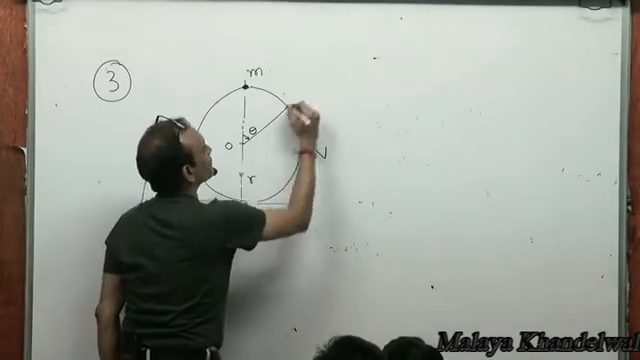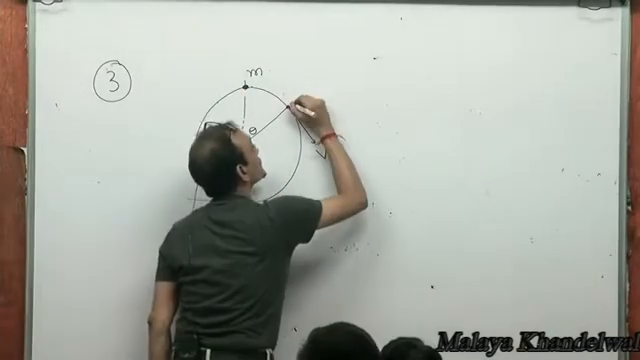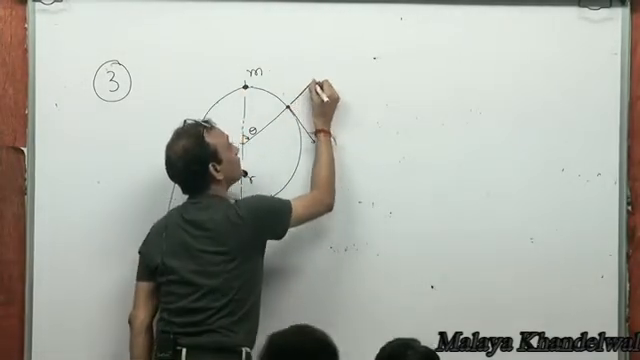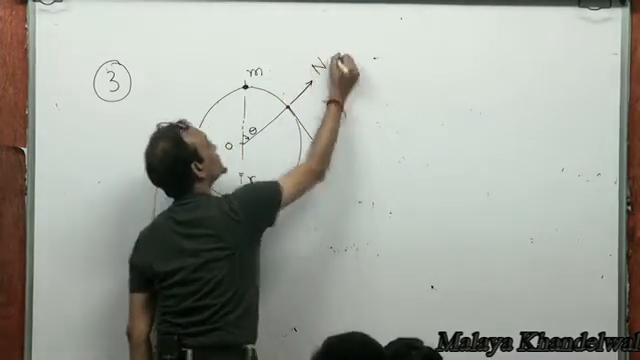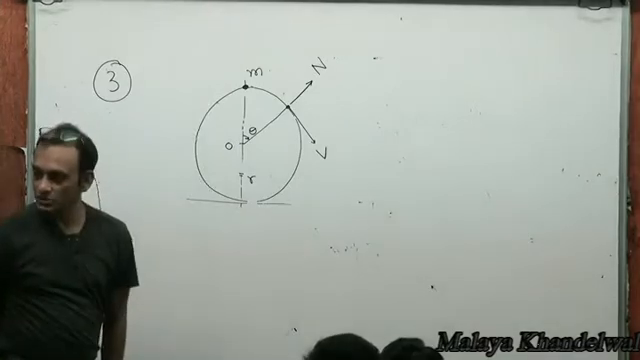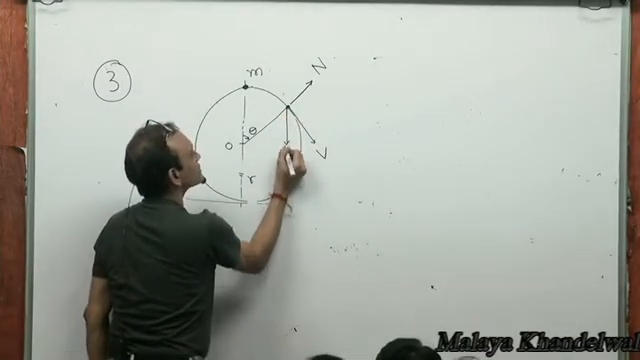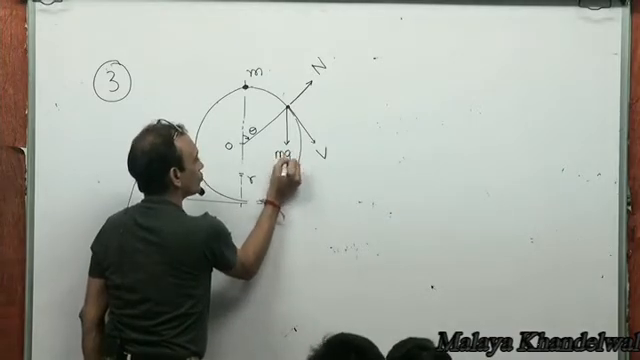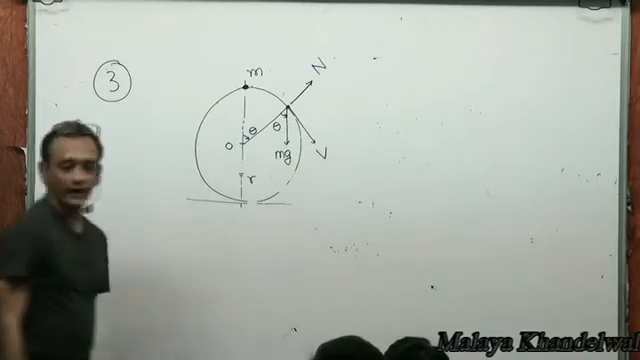Force is acting on it. It's resting on the surface of the sphere. So the sphere will exert a pushing force on it, normal reaction N outwards, right? In a very general sense. There is going to be mg downwards. This angle will be theta, right?